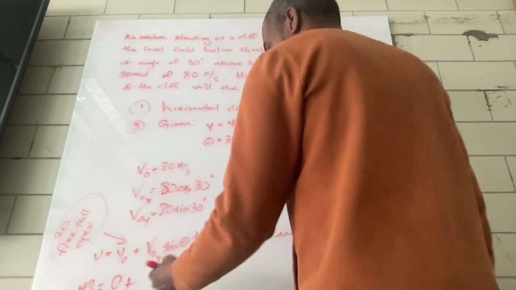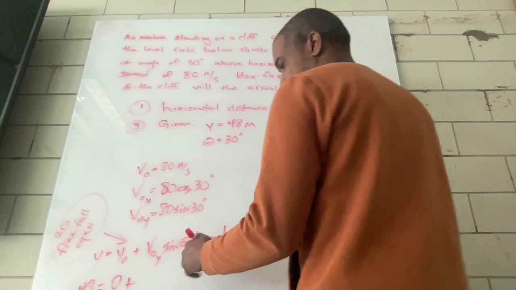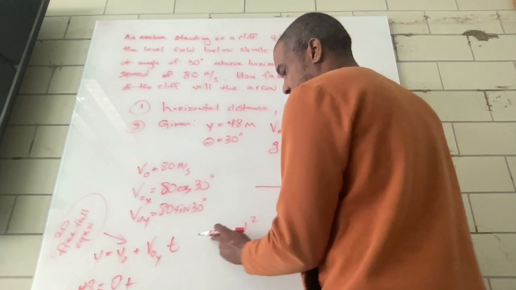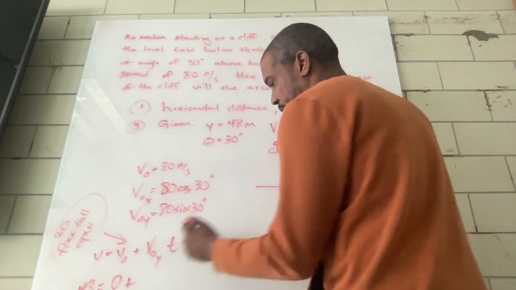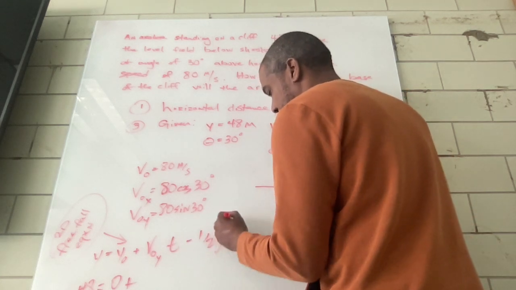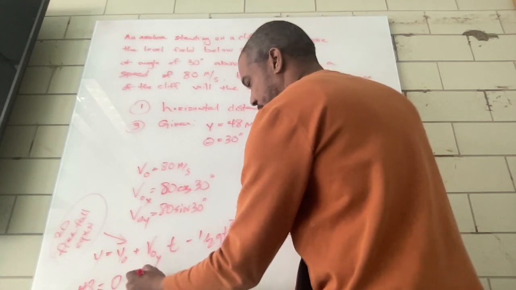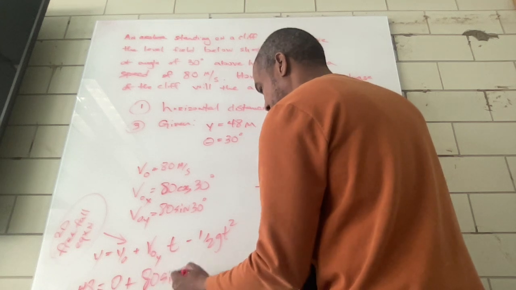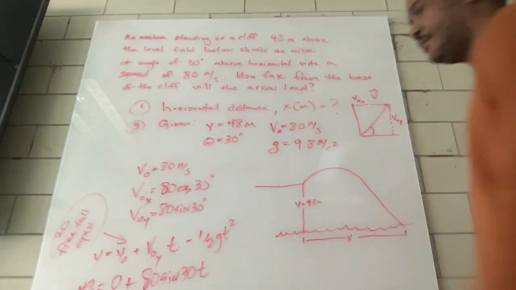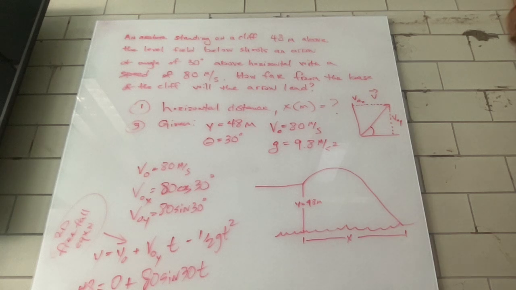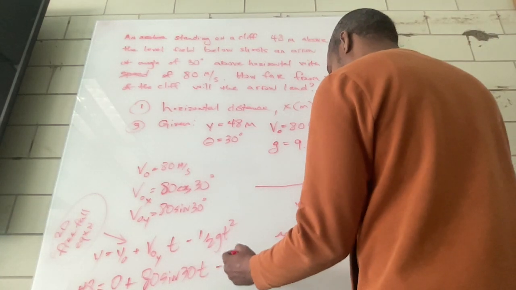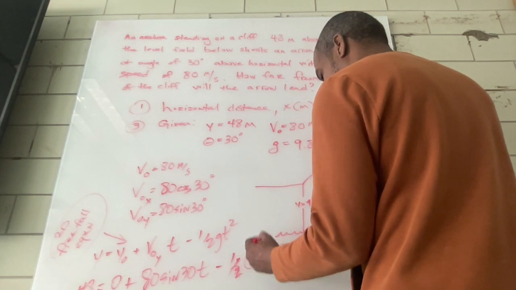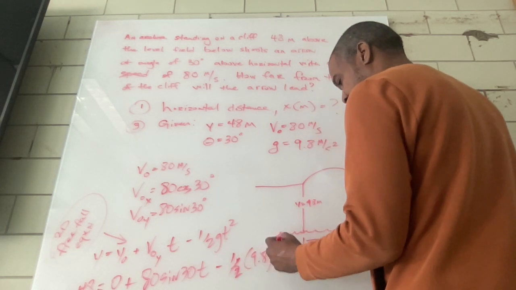V0 in the y is equal to, well, I wrote this wrong. I take the sine, I just say V0 in the y times t, because that includes the sine. Minus 1/2 g t squared. So here's 80 sine 30 t, minus 1/2 times 9.8 t squared.